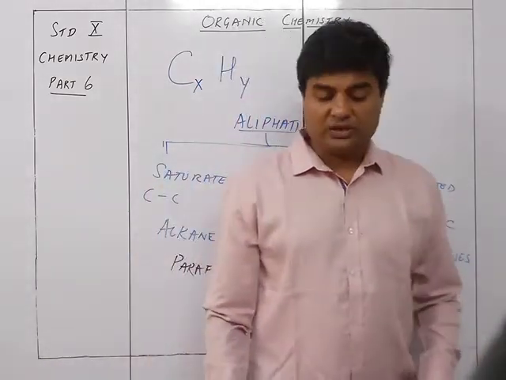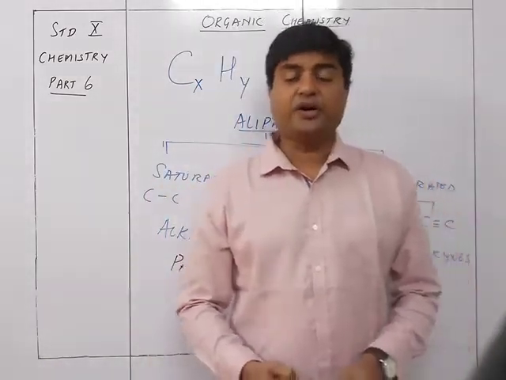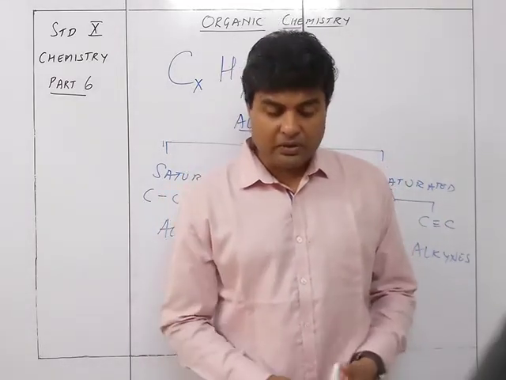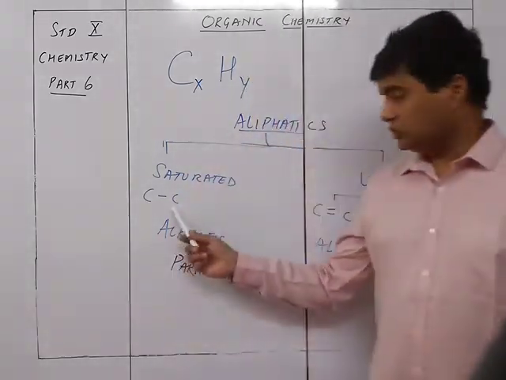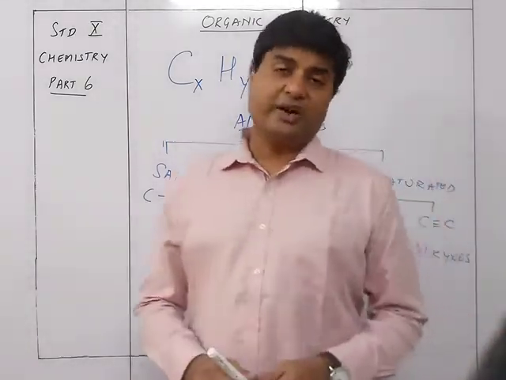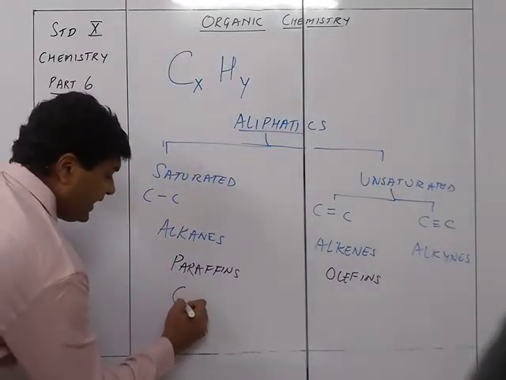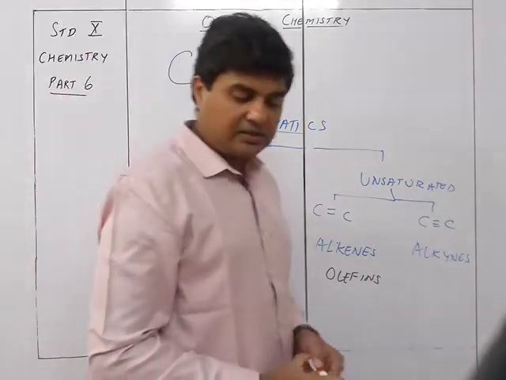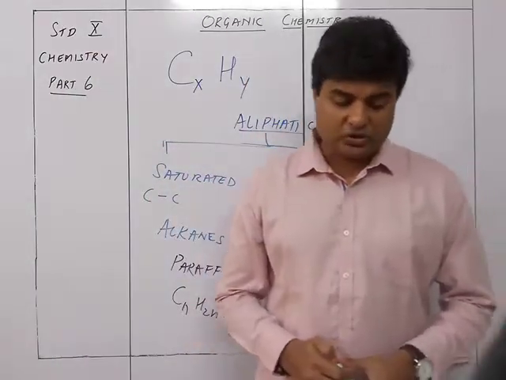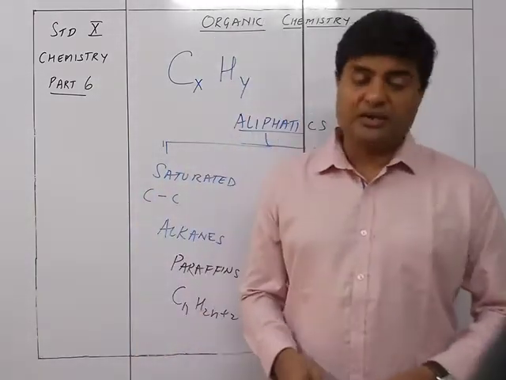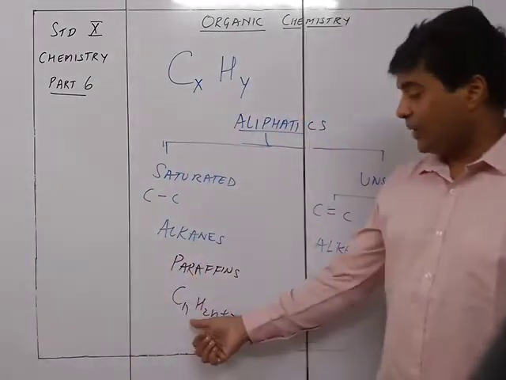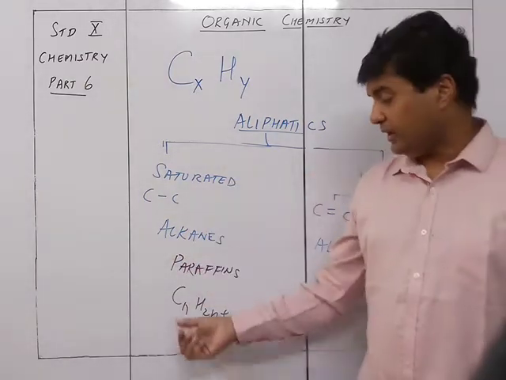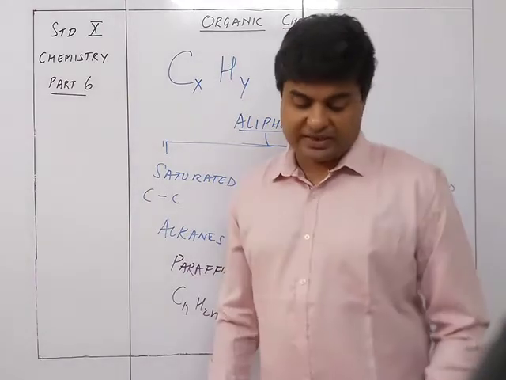If you see the structure, the nature, or the different kinds of properties of alkanes, nature wise they are saturated hydrocarbons. They have a single covalent bond, so a C-C single covalent bond, and the general formula of this will be CnH2n+2. Accordingly, if we take the value of n as 1, the molecular formula of methane will be CH4. If we take the value of n as 2, it will be C2H6. So it will be ethane.